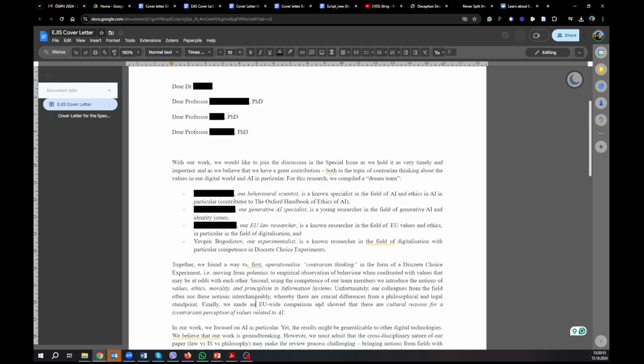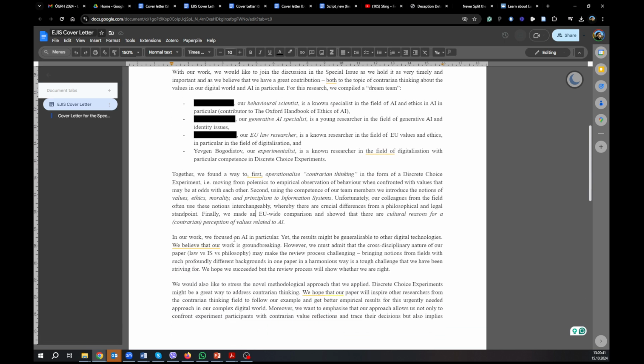Finally, we made an EU-wide comparison and showed that there are cultural reasons for contrarian perceptions of values related to AI. In our work, we focused on AI in particular, yet the results might be generalizable to other digital technologies. One of the reasons was that they also wrote about AI and other digital technologies, so this is a connection to the special issue topic.